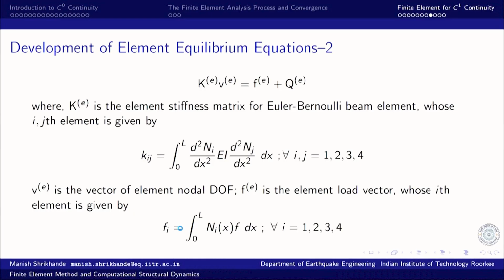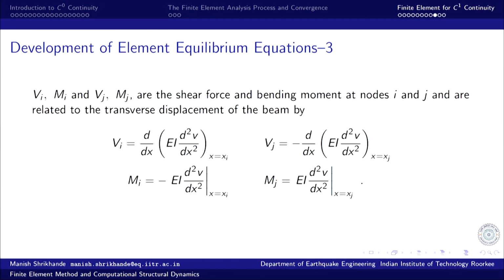F_i are the forces which will do the same amount of work in moving through displacement V_i as would be done by distributed force F. So, that is the work equivalence of this nodal force. V_i, M_i, V_j, M_j, they are the shear force and bending moments at nodes i and j and are related to transverse displacement of the beam again by the boundary term expressions.